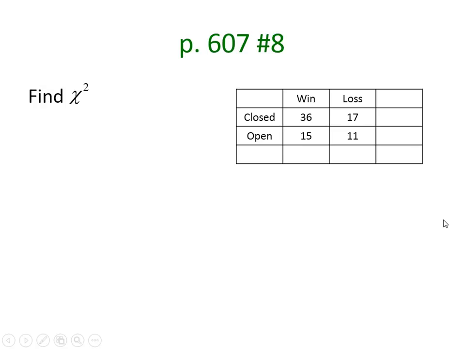So first of all, to figure out what my expected values would be, we have to figure out each of the row totals and each of the column totals. So just adding up my rows and my columns to figure out what I would have as my expected values.